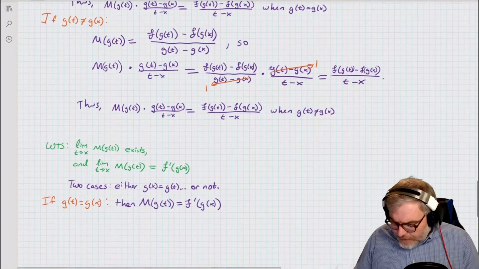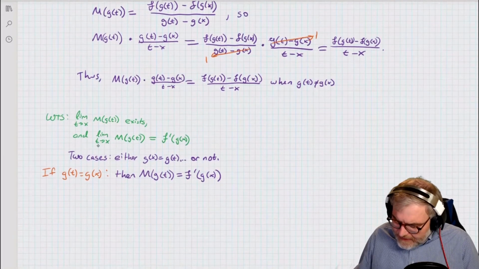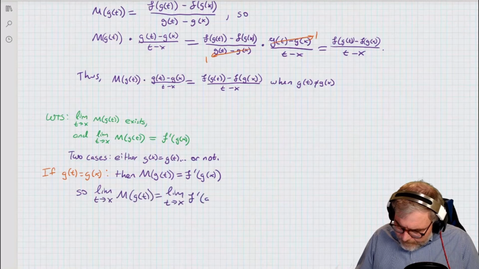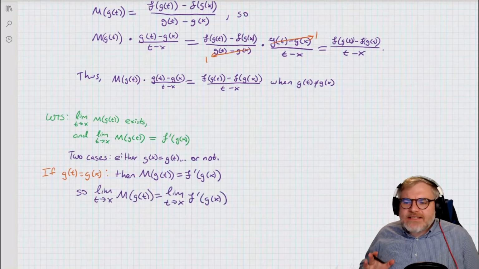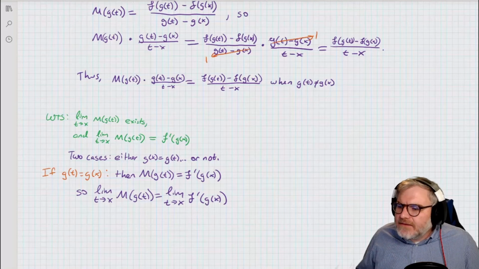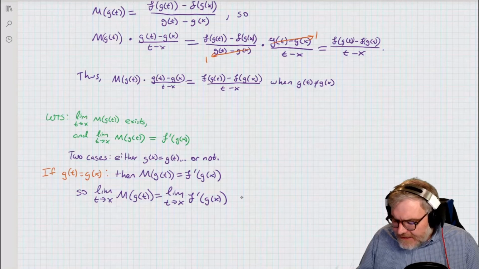Well, if that's true, notice that this term right here actually doesn't depend on the limit. This term right here totally does not depend on t. This right here is a constant as far as t is concerned.